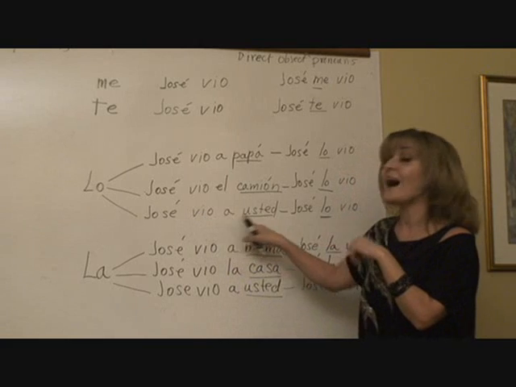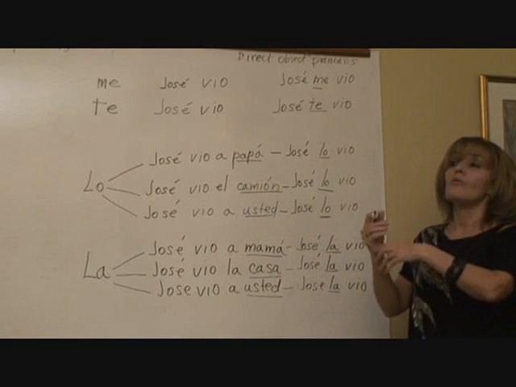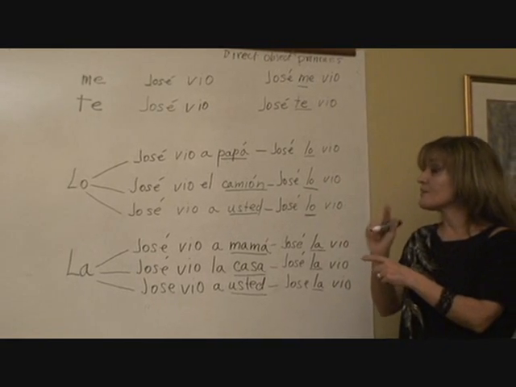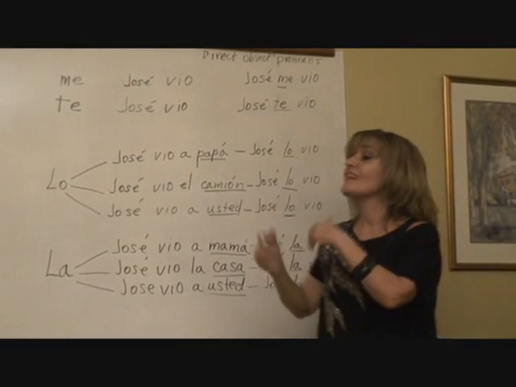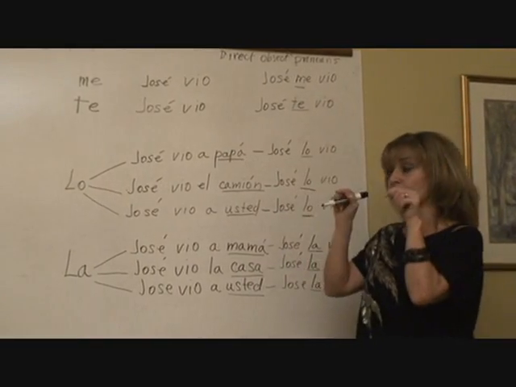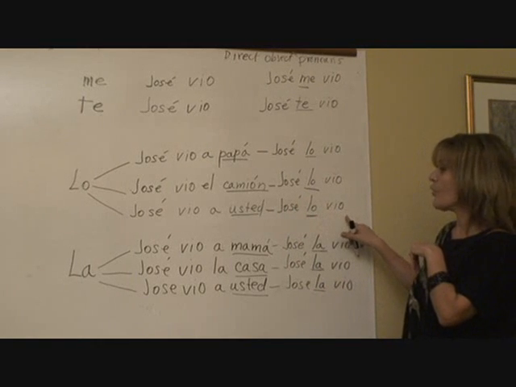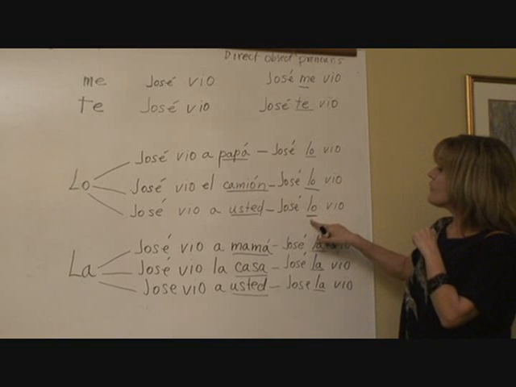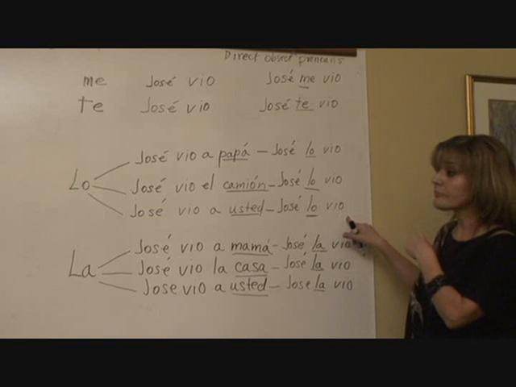The next one, remember I said it's also the direct object pronoun for usted. José vio a usted. I'm talking to someone in authority over me, whom I call Mr. Smith, and I would say, Señor Smith, José lo vio in the store. José saw you, sir. So, José lo vio. The direct object pronoun lo precedes the conjugated verb.